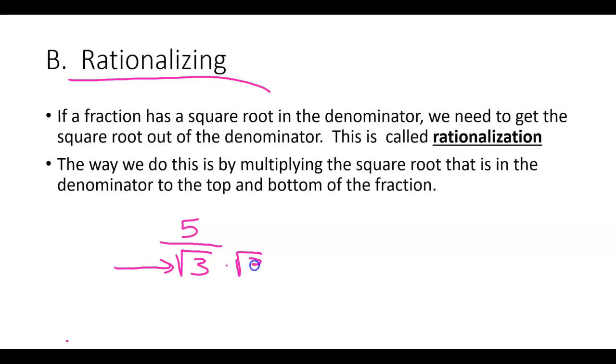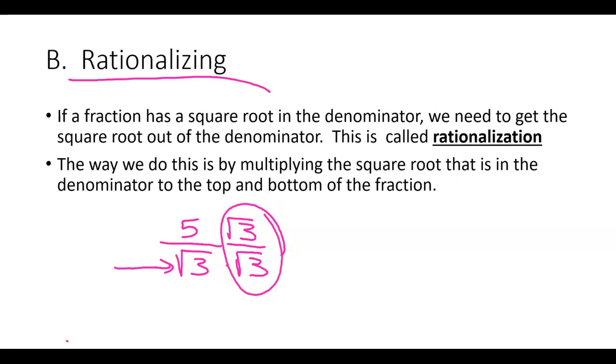You multiply it by itself, which you're allowed to do if you also multiply the top. You're allowed to do that with fractions. If you multiply the bottom and the top, that's fine. If you don't know why, do you guys know what this equals?